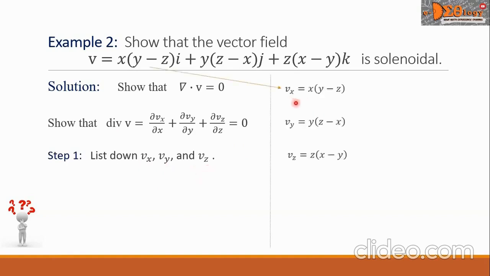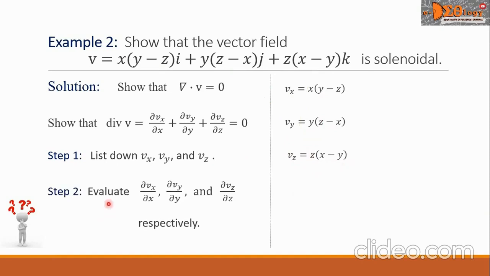We start with v sub x, v sub y, then v sub z. Step 2, let us evaluate the corresponding partial derivatives. Let's begin with the partial derivative of v sub x with respect to x, that is equal to y minus z. Then, partial derivative of v sub y with respect to y, it is equal to z minus x. Then partial derivative of v sub z with respect to z, which is equal to x minus y.